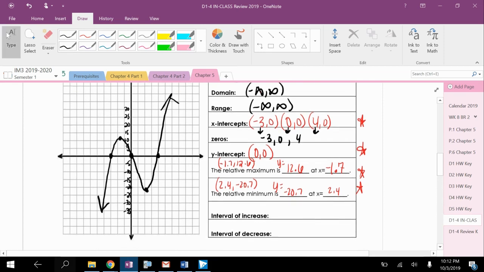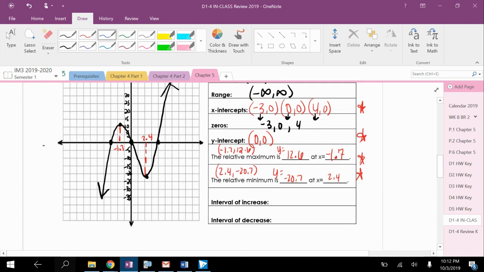Interval of increase and decrease is always the topic people get stuck on, and what I recommended on day 2 was to make sure that you draw that dotted line kind of like a barrier or a wall, and it's always going to be at those x values. So this one was at negative 1.7 and the other one was at 2.4, and that's going to help us out here. I like to label my graph here in blue, negative infinity to positive infinity, when I'm working with interval of increase and decrease.